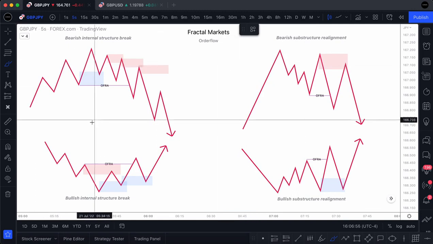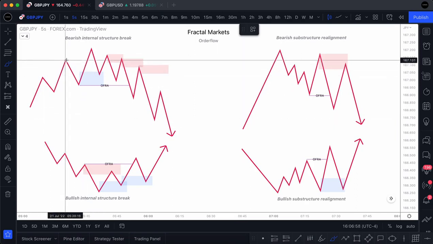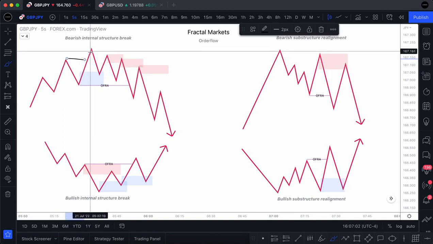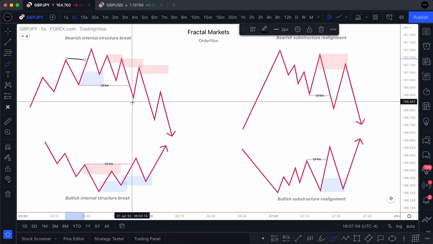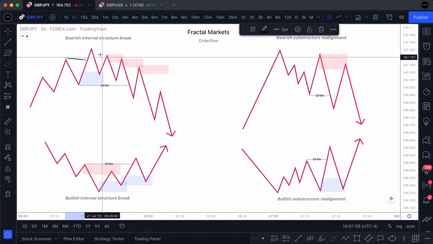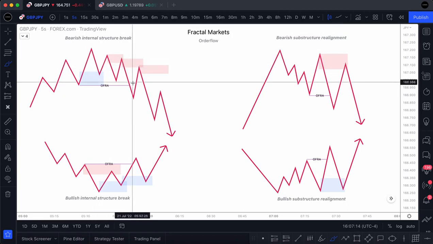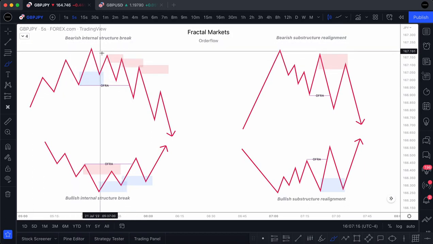So let me just explain this. This is what most people know as the CHoCH, right? Which is essentially a liquidation of a high followed by a break of structure and then usually a supply chain forming. The more formal way of articulating what this really is, is a bearish internal structure break, right?